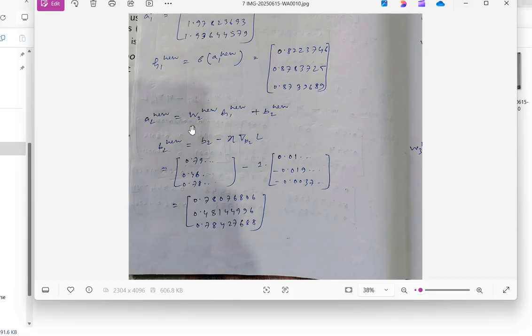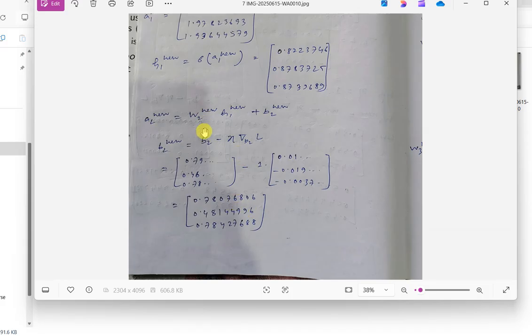Now we will need to calculate a2, but before that we need to calculate b2, because here you can see b2 new. We need to know the value of b2 new. This will be nothing but b2, which is already given, and eta, which is 1, we already know, and the gradient of loss with respect to b2, which we calculated earlier. If we calculate this correctly, we will get the result of b2 new like this.